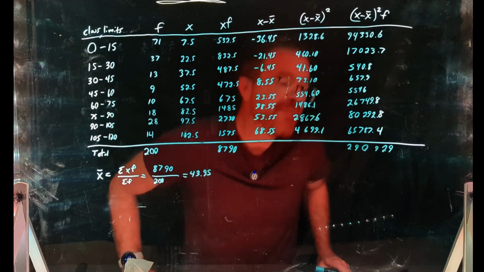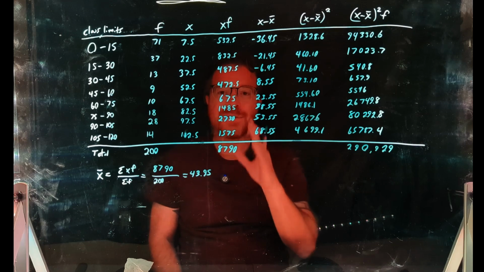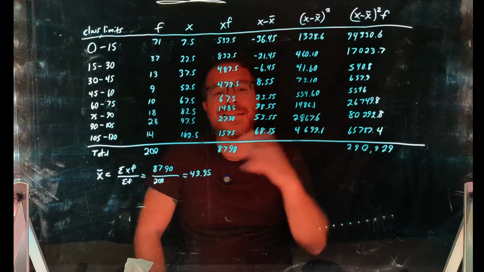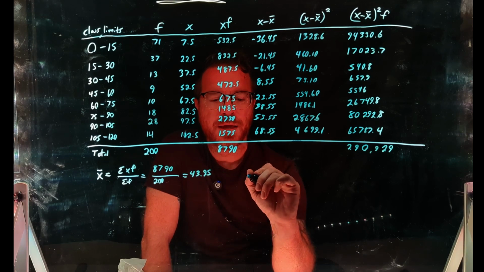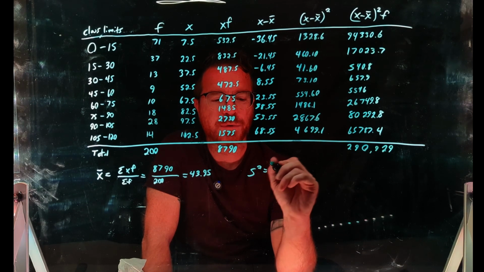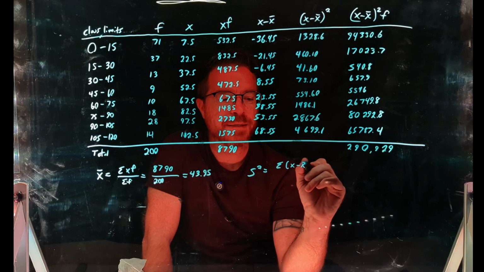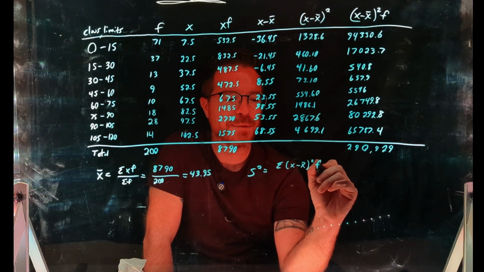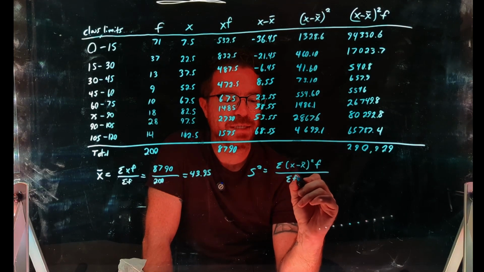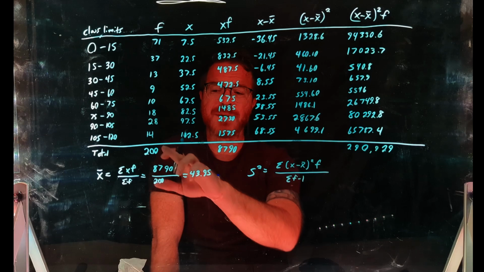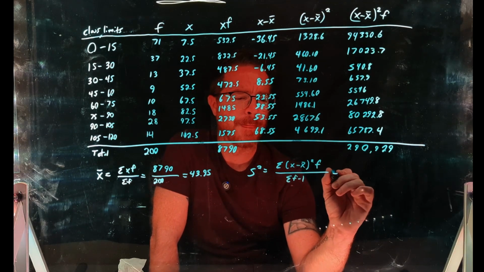Now, I have this value here, 290,929. So I can now use this to find my variance, and then from that, find my standard deviation. So my variance is going to be S squared is equal to the sum of my x values minus the mean squared times my frequency over the sum of my frequencies minus 1. And again, if you wanted to think about the fact that we have 200 data points, you could think of this as n minus 1, just like we had it before.